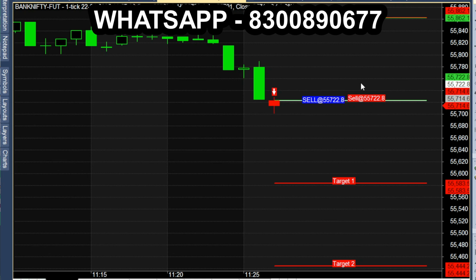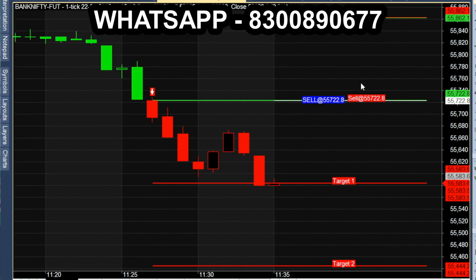And today the sell call came at 55,722. The first target is 55,583. It's a first target range of more than 130 points. So like this, daily, this chart will give you the call signals. Through these signal calls, you will get to trade Bank Nifty future. On a daily standard basis, we are analyzing the Bank Nifty future 1 minute chart. So through this chart, you will get the entry point and do the trades.